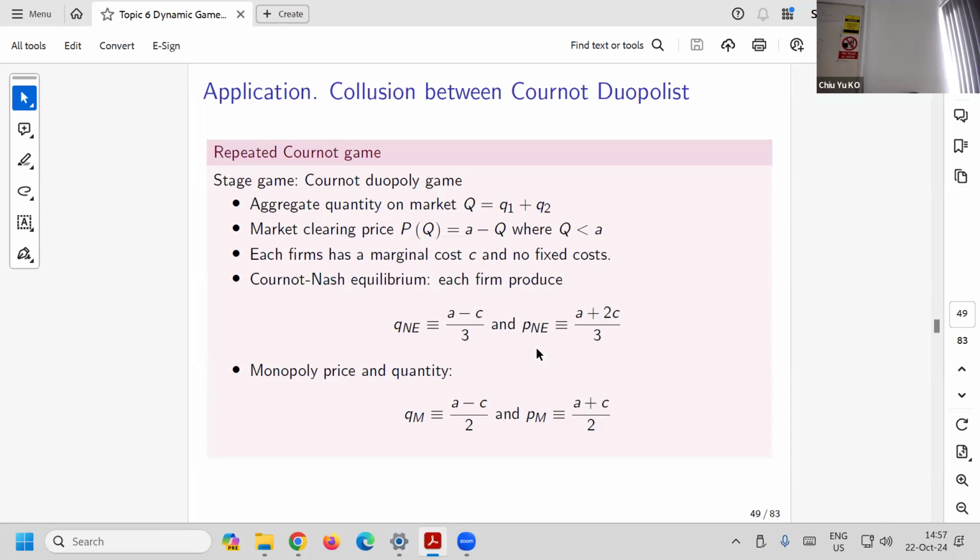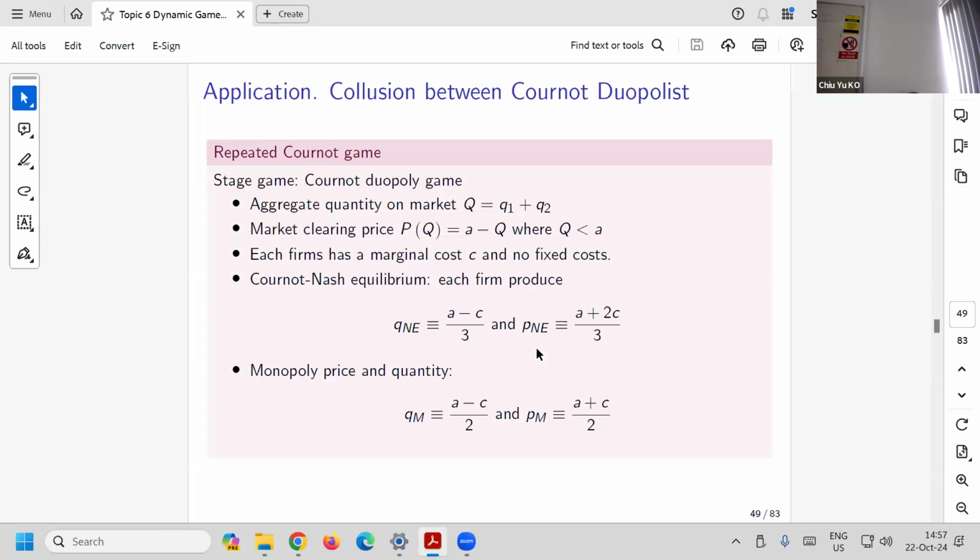But here I would tell you that they have to have the delta, the discount factor, high enough. What happens if it is not high enough? That is what we try to do. We will fully characterize the model by looking at different patience levels.